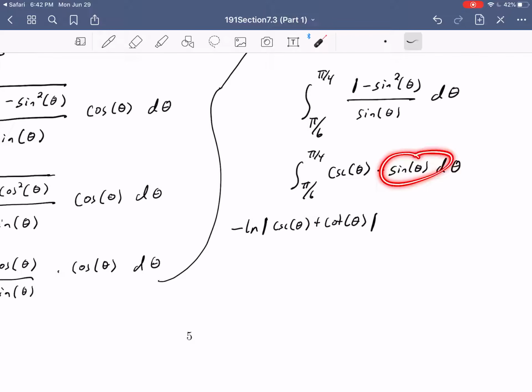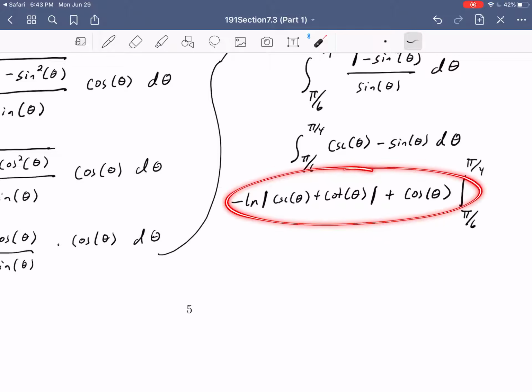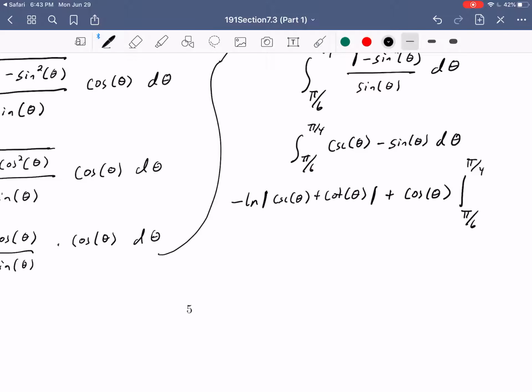And the integral of negative sine is going to be positive cosine theta. And then we evaluate that from pi over 6 to pi over 4. And at that point, we should be able to just plug everything in and evaluate it. So negative ln, let's plug in pi over 4.